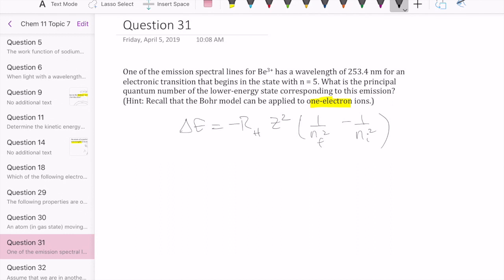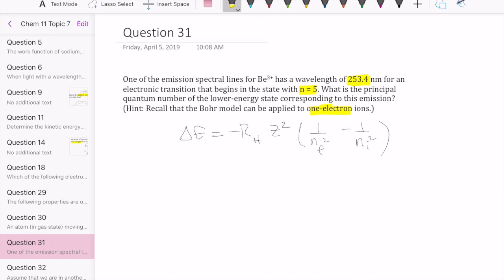Okay? This question tells us that the spectral lines, one of those lines that we observe as the electron transitions from one level to another, has a wavelength of 253.4 nanometers, and the starting orbit is n equals 5. The question is, what's the principal quantum number of the lower energy state? In other words, it's asking for the value of the final orbit. So the species that we're given is beryllium 3+, which is a one-electron species. So that means that we can use this equation to calculate the answer.